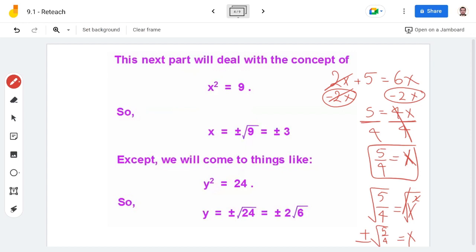If you look here, x squared equals 9. So let's take the square root of both sides. The square root of x squared and the square root of 9. Now the square root cancels the square, so x is equal to positive or negative square root of 3. Same thing here. What's the square root of 24? Now you can find the factors of 24 that give you 2 square root of 6, and don't forget positive and negative.